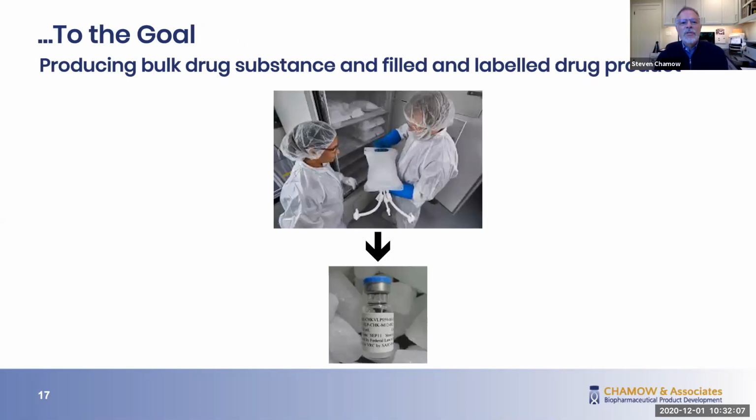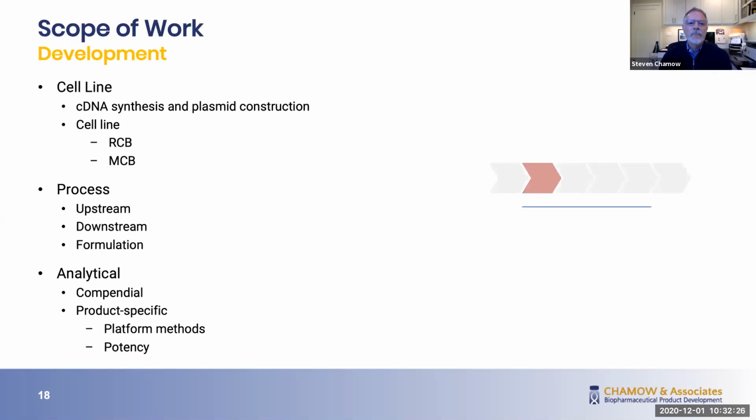And then the goal is producing bulk drug substance and filled and labeled drug product, which are shown here. So the bulk drug substance is typically frozen in bags, as you can see here. The drug product is vialed and labeled, typically in a vial. So the development scope of work that we undertook: we started with cell line development, and you see on the right the graphic that Tracy had shown you with the development stage highlighted.